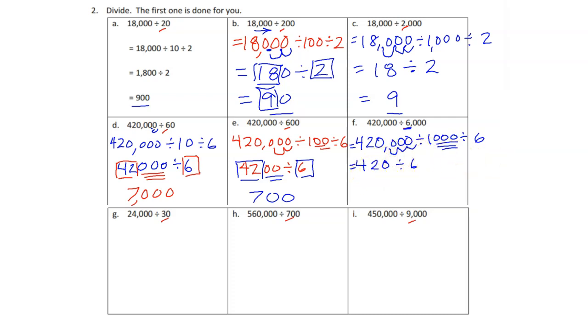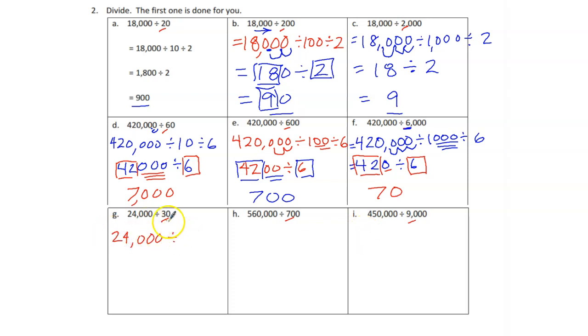So once again, I know that 42 divided by 6 is 7. So I have 42 tens divided by 6 is 7 tens. All right. Let's go ahead and take a look at the last row here.